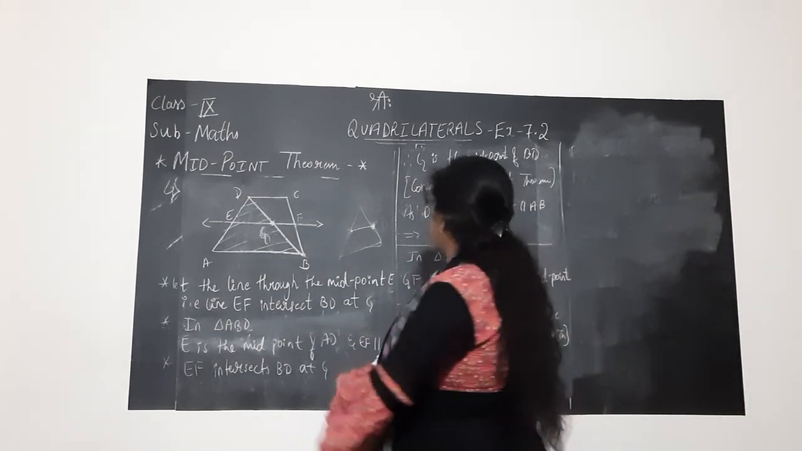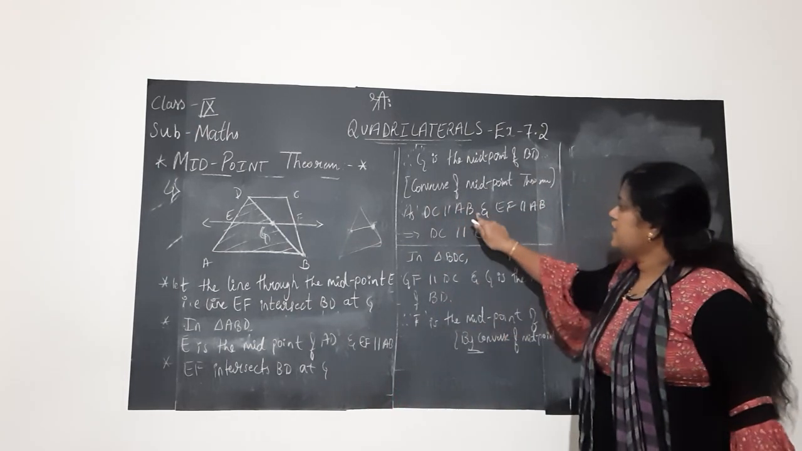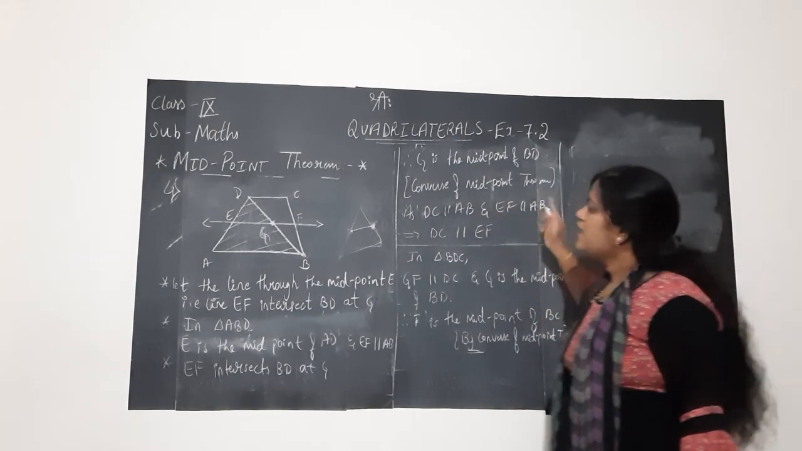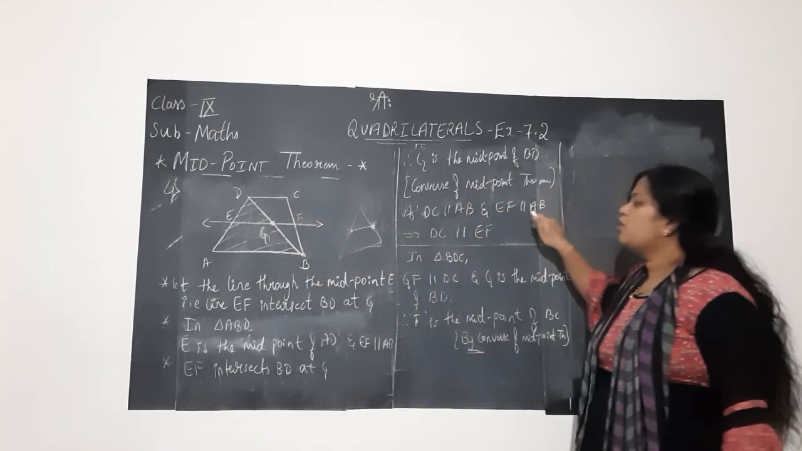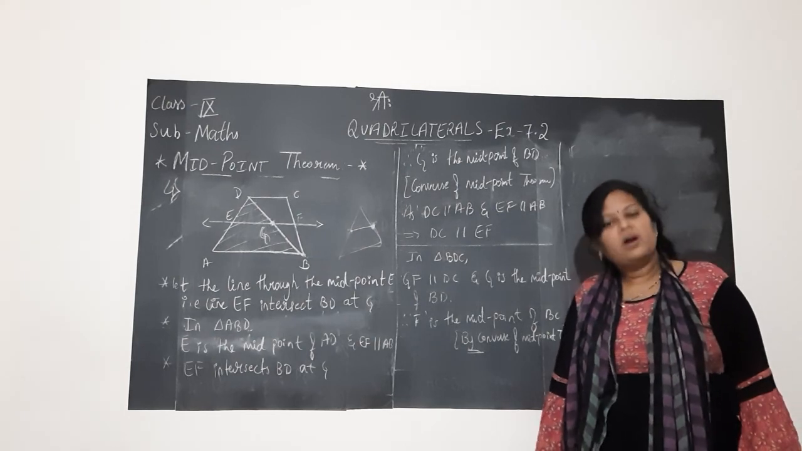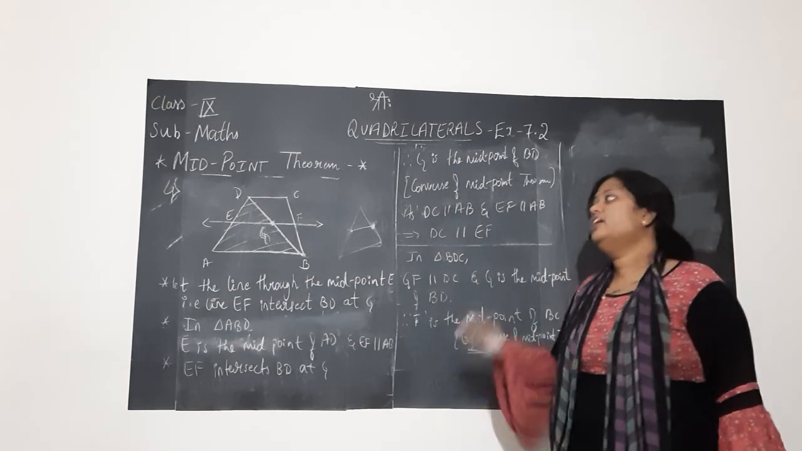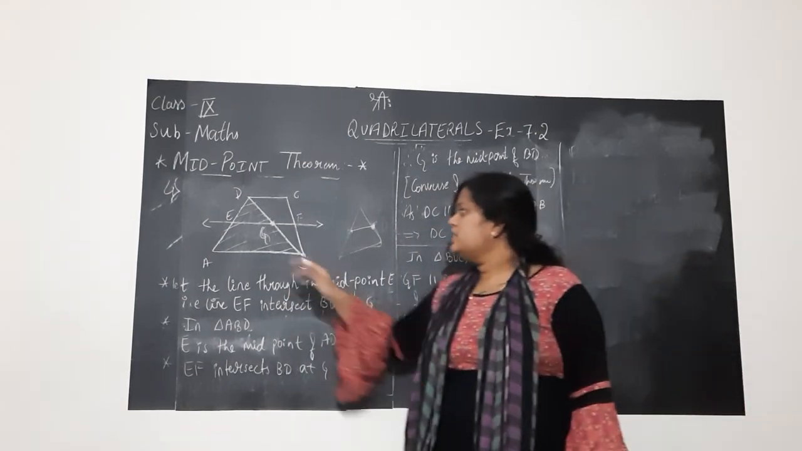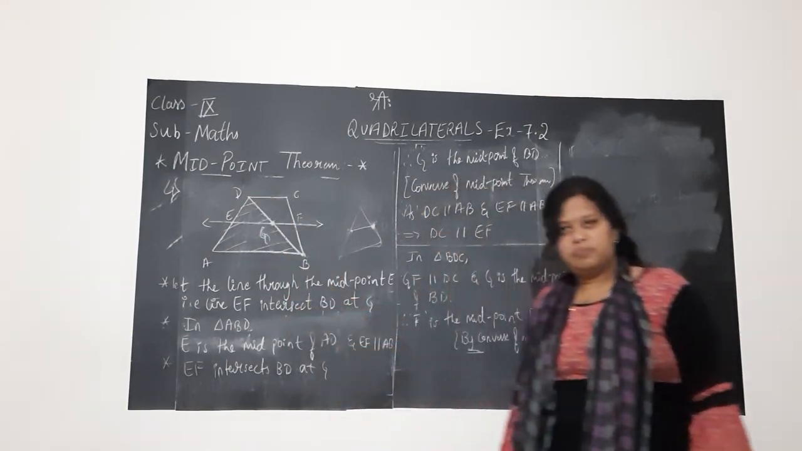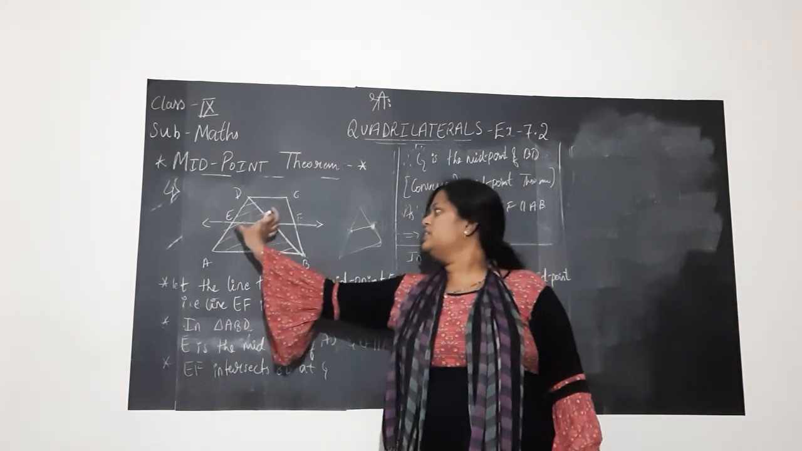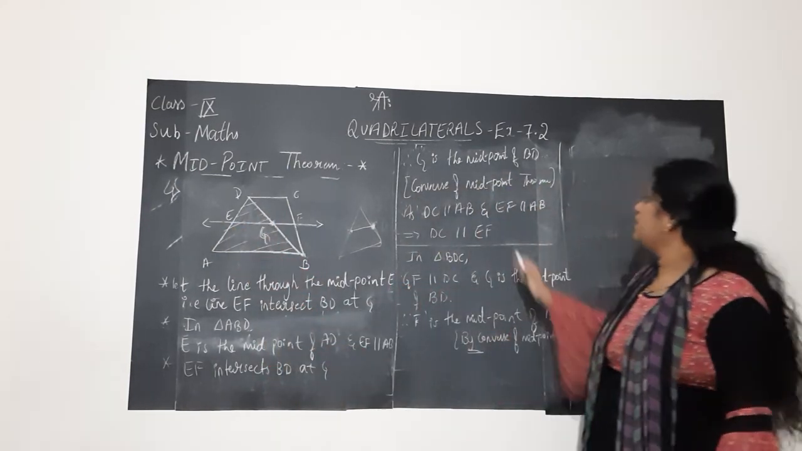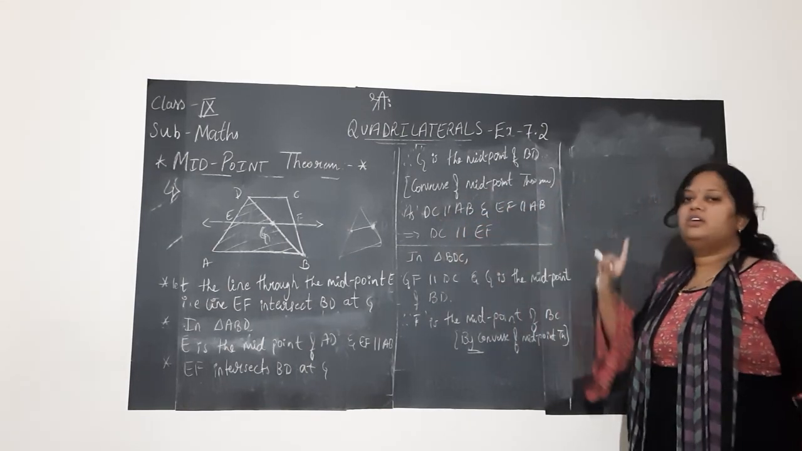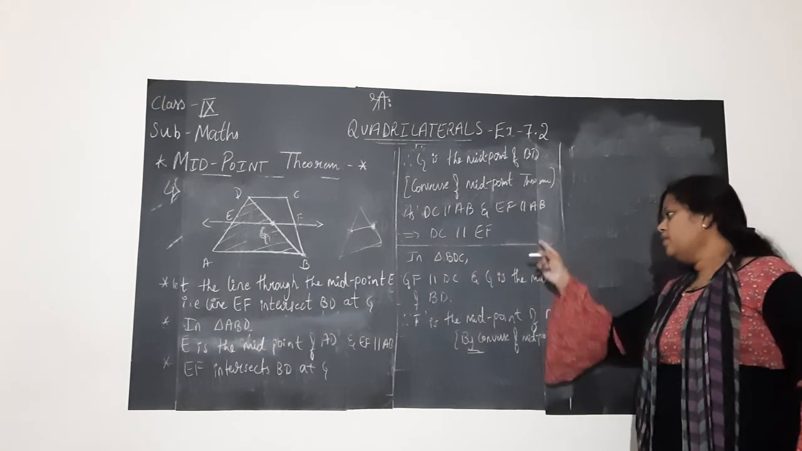So obviously you can now say DC is parallel to AB. It is given to us in the problem. DC is parallel to AB, and similarly EF is also parallel to AB. How? By the converse of the midpoint theorem. Since we proved G is the midpoint of BD, by the midpoint theorem EG is parallel to AB. AB being common, you can equate that DC is parallel to EF. That is what I have done.